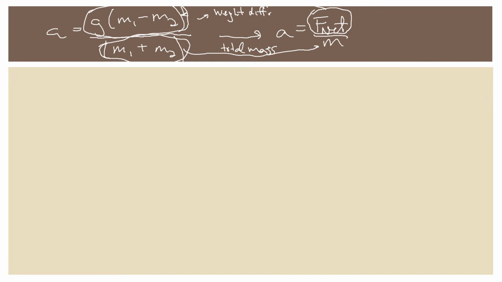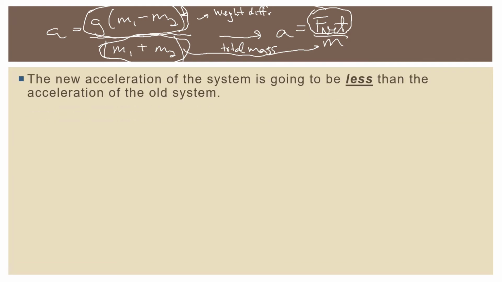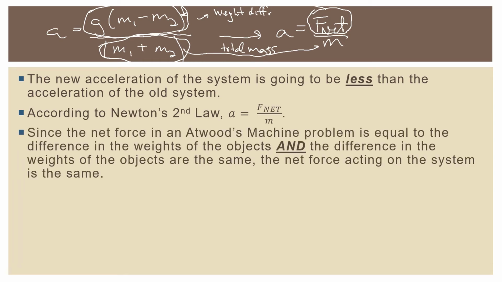So let's say first, the new acceleration of the system is going to be less than the acceleration of the old system. It's going to be less for a very good reason. So let's go through the whole thing. The equation takes the form of a equals F net over m. According to Newton's second law, a is F net over m. Since the net force in an Atwood's machine problem is equal to the difference in the weights of the objects, and the difference in the weights of the objects are the same, the net force acting on the system is the same.